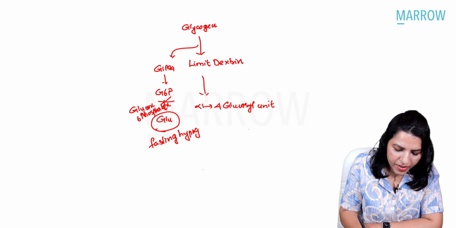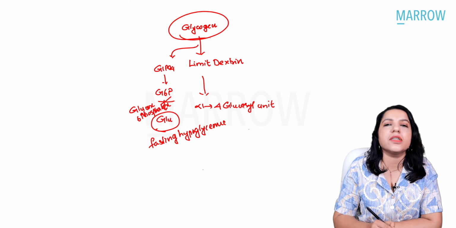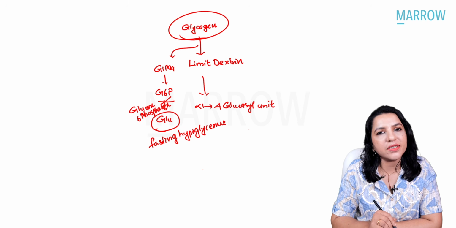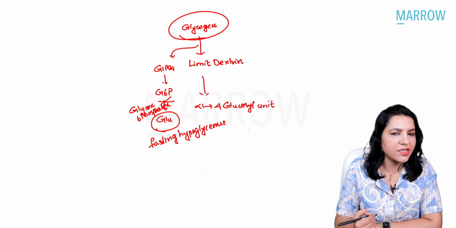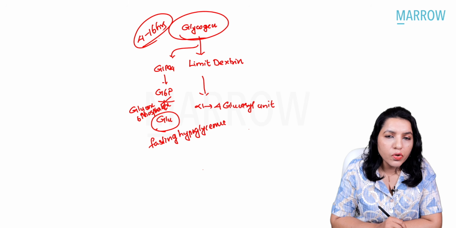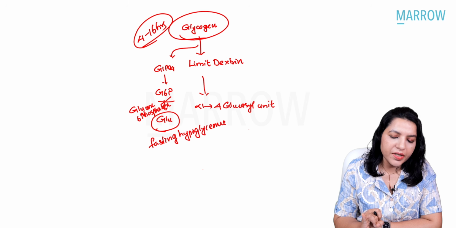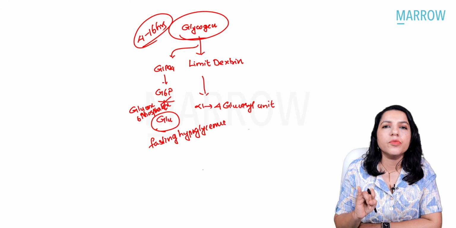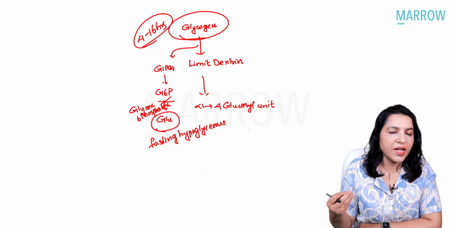When this hypoglycemia is fasting hypoglycemia, what is the reason? Glycogenolysis is a metabolic pathway that takes place when the body is fasting, especially in the early stages of fasting, that is 4 to 16 hours without food. So that is the first thing, that is there is early morning or fasting hypoglycemia.